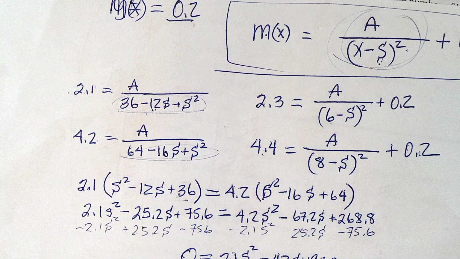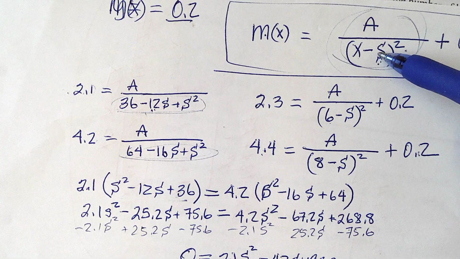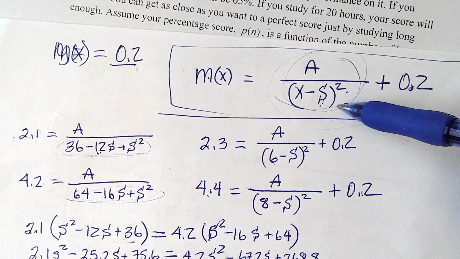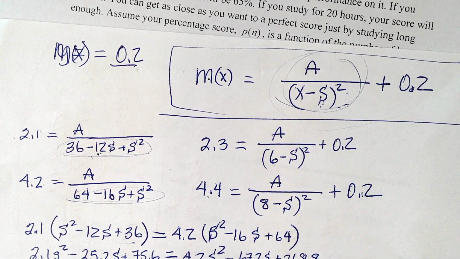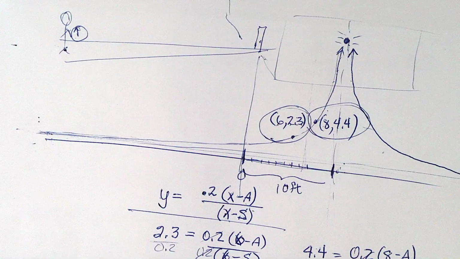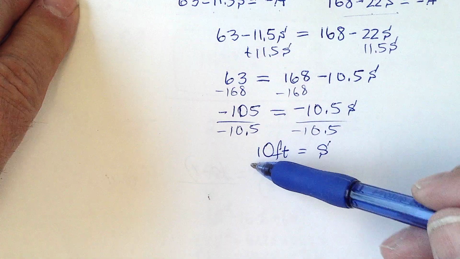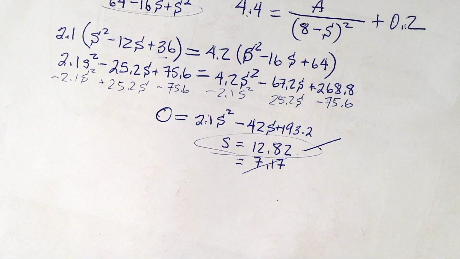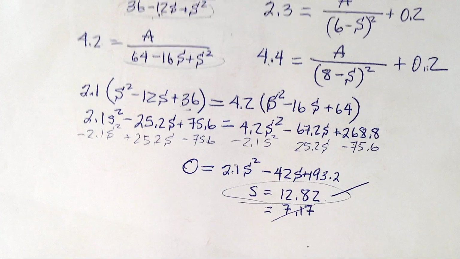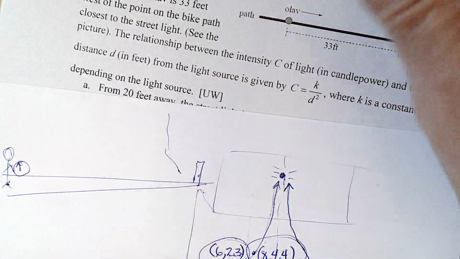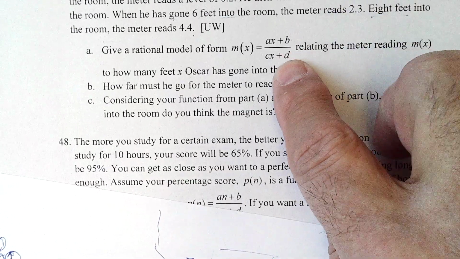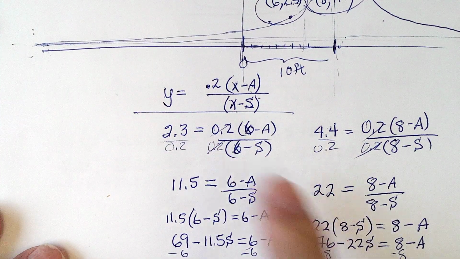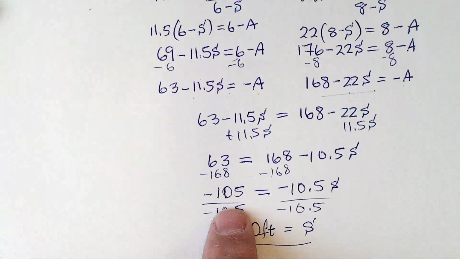I haven't solved for A. I just figured out what the S is, because that tells us where the source has to be, and that's all they wanted. This would be a better model for this situation than the one they came up with. They came up with it being 10 feet inside, but I think it should be 12.82 according to the data they have. But they asked us to use that model, which is basically this model. And so 10 is their answer.